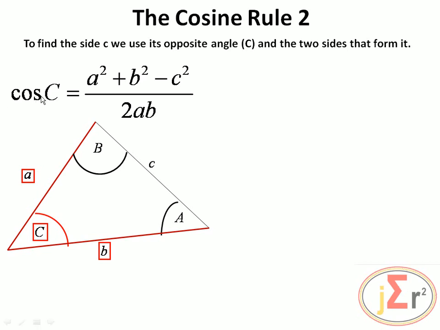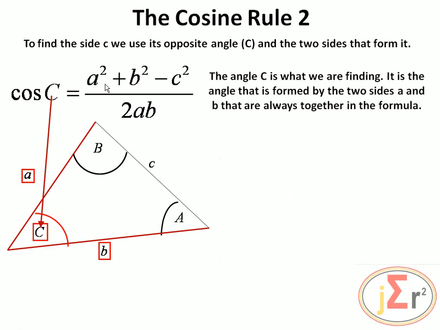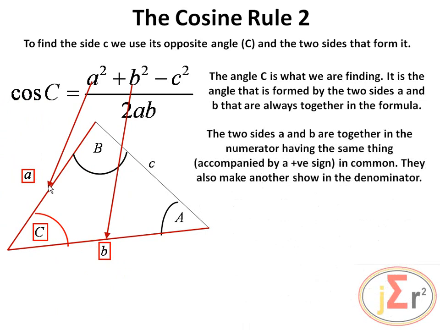So let us find the angle C. In order to find the angle C, we are going to use the two sides that form the angle. What are the two sides? The two sides are A and B, and that is what we have there. The two sides are A and B that form the angle C. And of course, they are going to come again somewhere in the denominator.